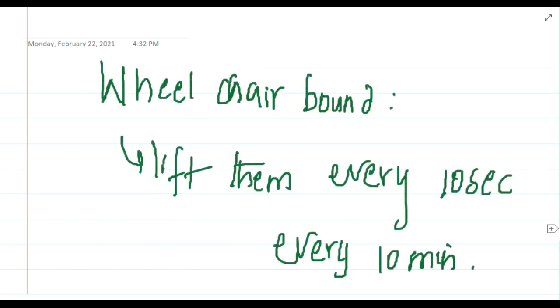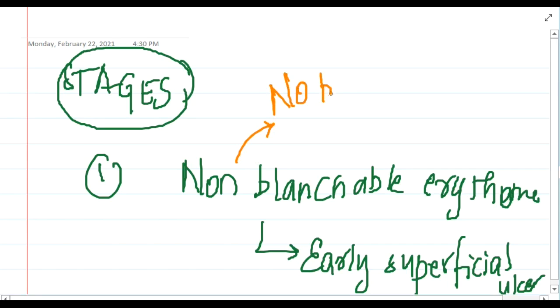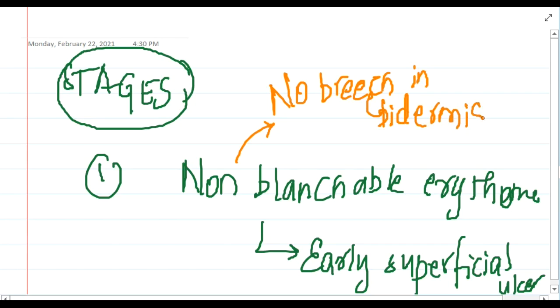One thing which I forgot to explain is that in the stages there is some more depth which we can learn. So stage 1 is non-blanchable erythema, early superficial ulcer. In this there is only erythema. There is no breach in the epidermis. The epidermis is completely intact. That is non-blanchable erythema.